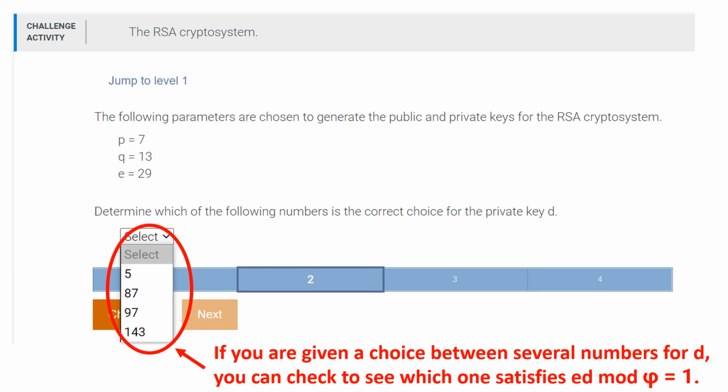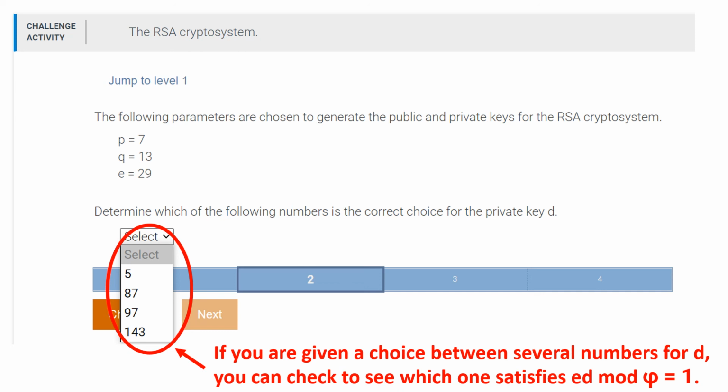So when you're given a choice of these possible values for D, you could just go through the whole process to come up with your D, or you can check to see which of those numbers satisfies the E times D mod phi equals 1. So that might be, since it looks like they're going to be having you do this a lot of times, you can kind of take that shortcut.